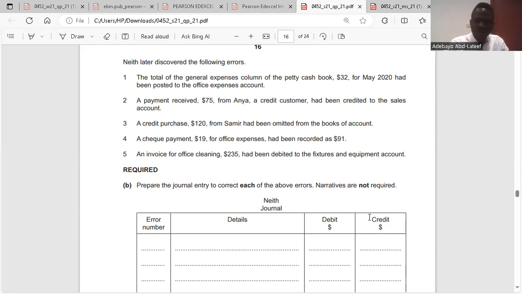Are you sure it will have no effect? They said an invoice of office cleaning, 235, has been debited to the fixtures and equipment account. It will affect your capital. It will increase your assets, and if it increases assets, it will increase capital, because it is fixtures and equipment. Is it clear? So that's all about the trial balance and its errors.